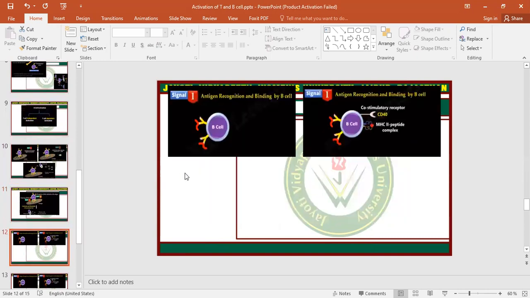Now we talk about the T cell dependent activation of the B cell. In the first signal, this is the B cell and it is an antigen presenting cell. So it will capture an antigen here.